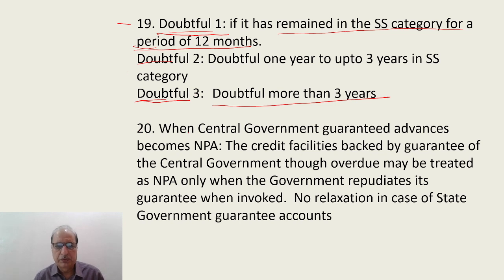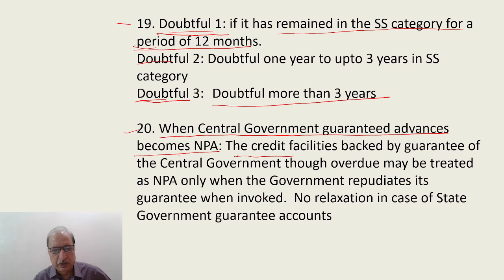Now we are coming to another important issue. Question number 20. When do central government guarantee advances become NPA? As a standard rule, where the central government has given the guarantee, the account will not turn NPA unless the central government withdraws or revokes the guarantee. If it says we are not giving the guarantee anymore, then only the account will become NPA. The credit facilities backed by guarantee of the central government, though overdue, may be treated as NPA only when the government repudiates its guarantee when invoked.